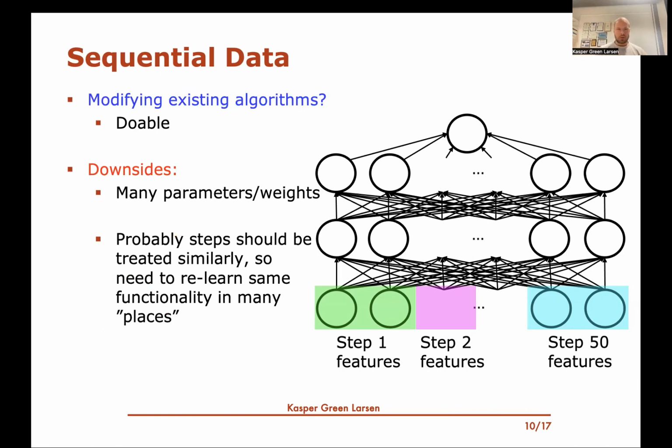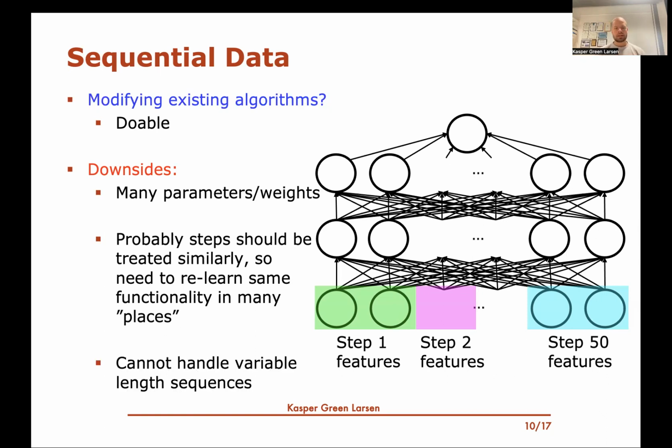Now, the important thing to be aware of is if this is sequential data, you would think that each of these time steps should be treated similarly, because it's the same type of information that goes in. So probably it's some kind of similar functionality that we need to learn for each of them. If we feed them in as 50 separate input neurons, then we're forcing this neural net to relearn the same functionality in many different parts of the neural net, which makes the learning task harder.